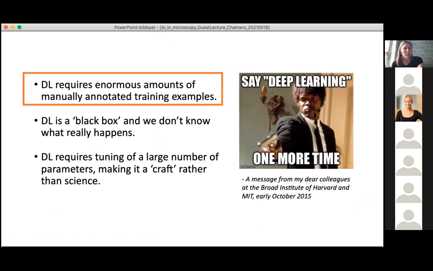So now for the next part of my presentation, I wanted to comment a bit on this drawback with deep learning, in that people say that it requires enormous amounts of manual annotated training examples. And it doesn't have to be manual annotated. It could be annotated by different approaches, especially in microscopy, where you can have different tricks of overcoming the need for manual annotations.